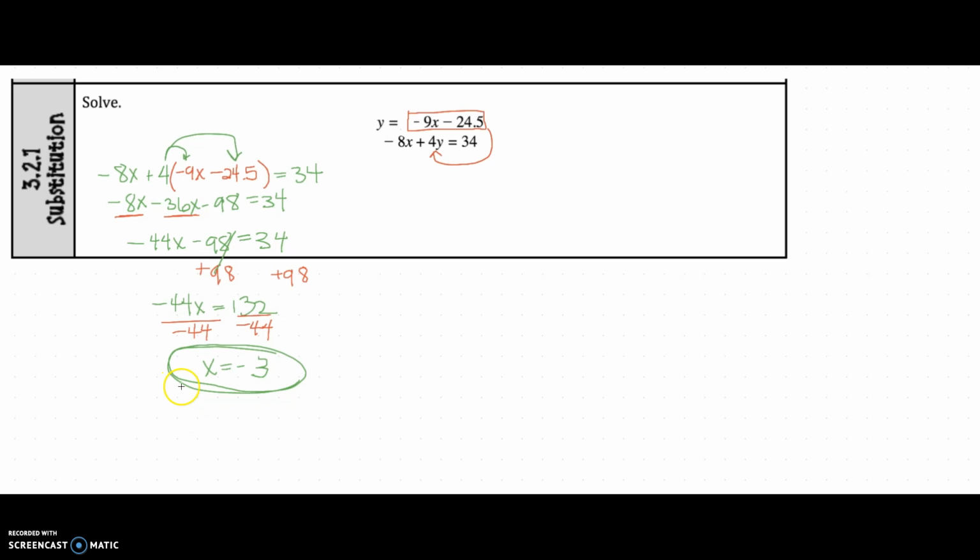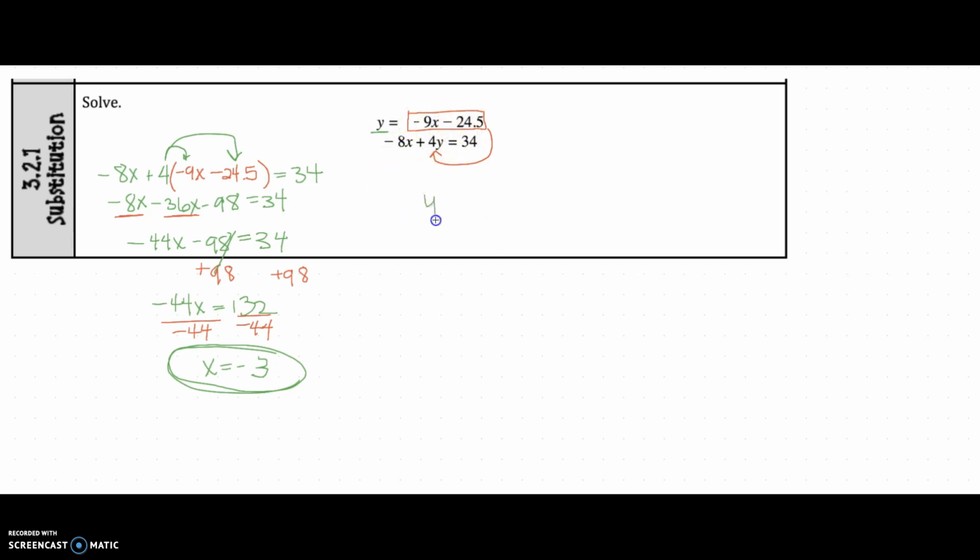And so now once I have that, I want to take it and plug it into one of the originals. It doesn't matter which one, but the top one is nicely set up for us because we're looking for y. So if I plug stuff in over here, I'm just going to be able to simplify that a lot faster than if I plug something in down here.